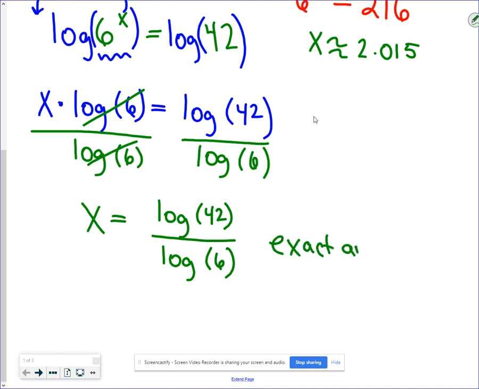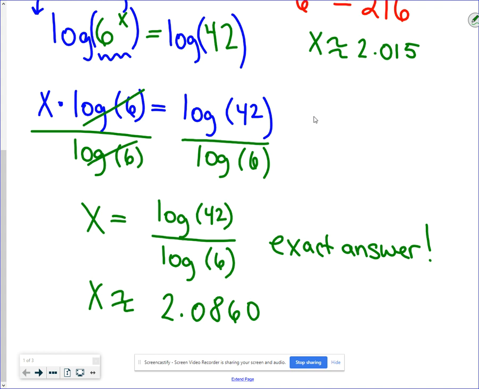I want you to show me that you can find the exact answer. And now I want you to use your calculator to approximate it. So this is what we've been working on last week. You just type in log of 42 divided by log of 6. And you should get about 2.0860. And again, we're going to take it out to 4 decimal places. And if you look, I guessed 2.015. That's pretty close to 2.0860.